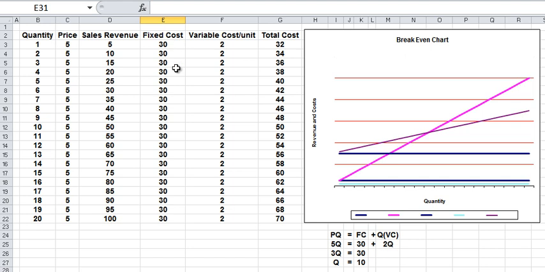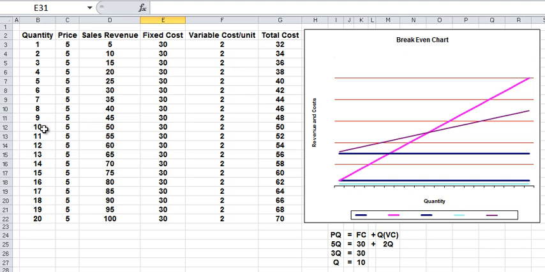Now we've also got the fixed costs, which are here. Let's say they're 30. And we've also got the variable costs. These are the costs per unit. So the best way to see that is to look at the total cost on the right hand side. So let's say we produce 1, the total cost is 32. So we've got 30 plus 2 times 1. 1 output, 2 variable cost, 30 plus 2 is 32.